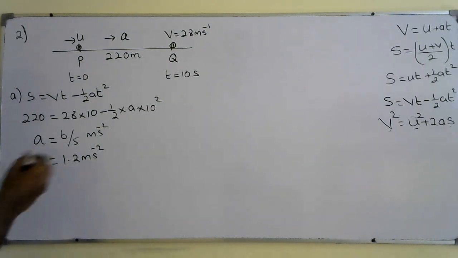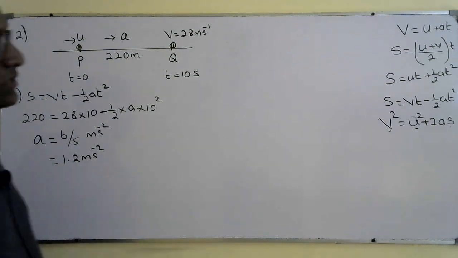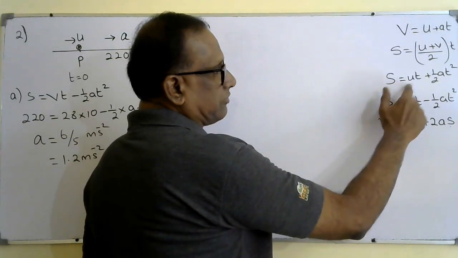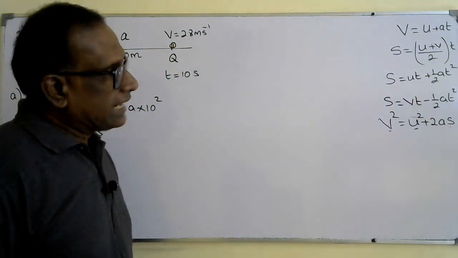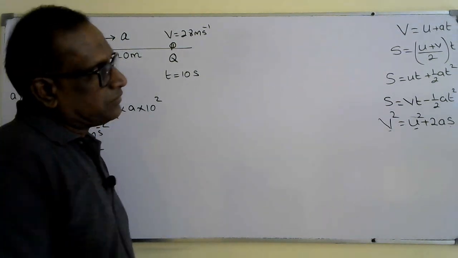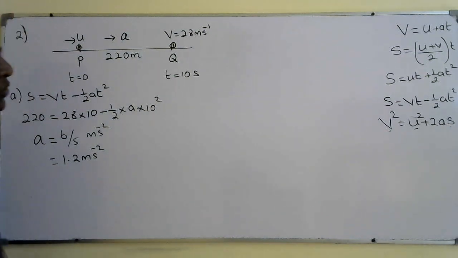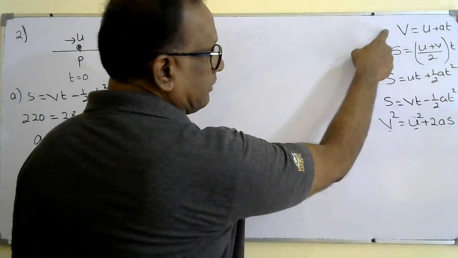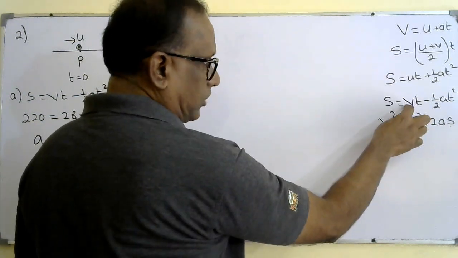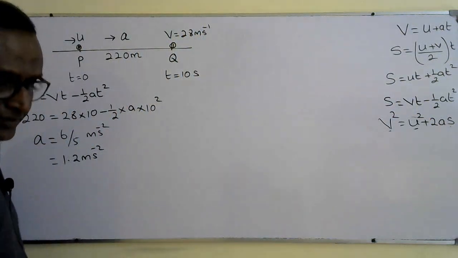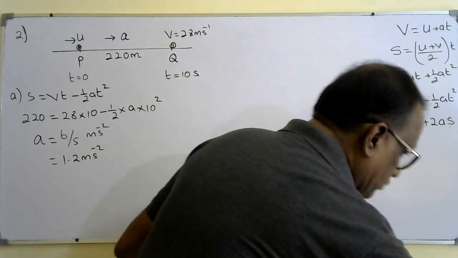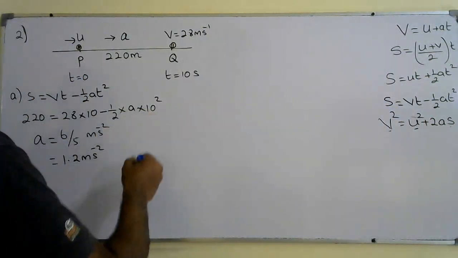Okay, so that's easy, but you might ask, can't we use s equals ut plus half at squared? No, we'll get stuck, but we can use these two together. We can use s equals (u plus v) by 2 times t. Actually by combining these two I got it, but sometimes students might ask, can't we use that? So I'll show that way also. This is method 2, the same question.